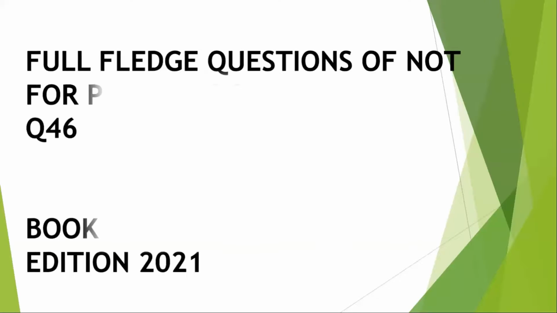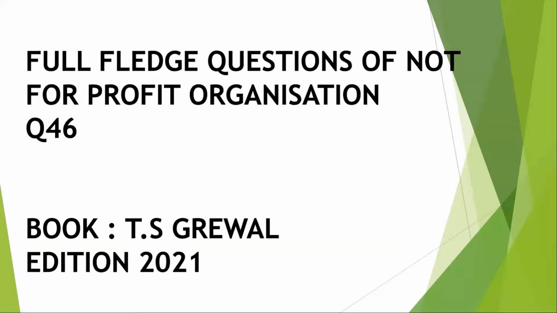Students, in this video we will solve question number 46 of TS Grewal Edition 2021. We will first read the question: from the given receipt and payment account of Premier Club, we have to prepare income and expenditure account and balance sheet for the year ended 31st March 2021.